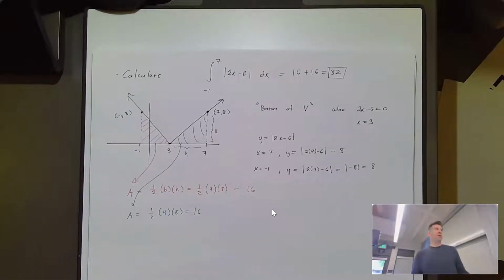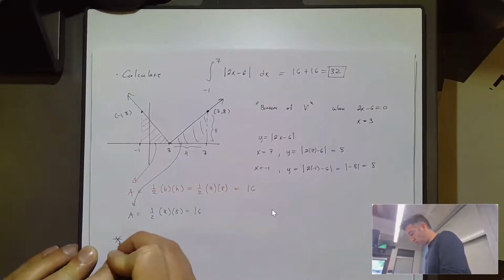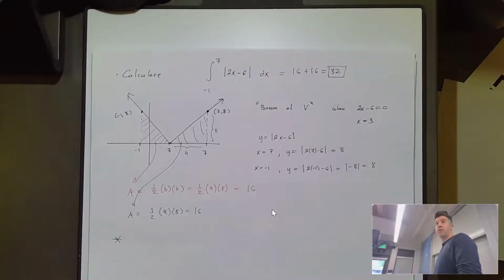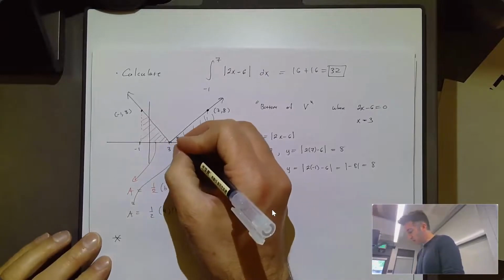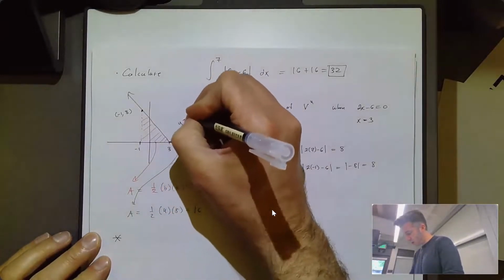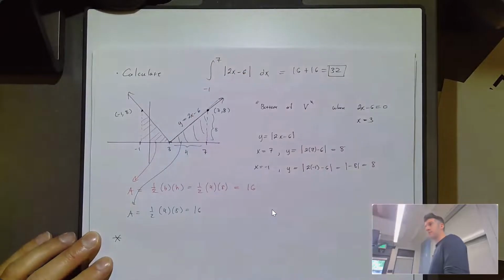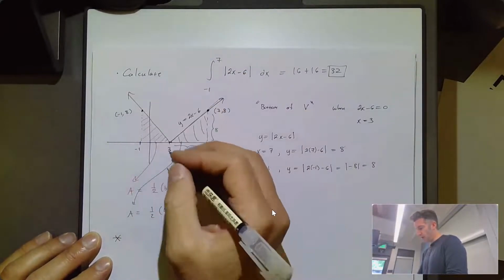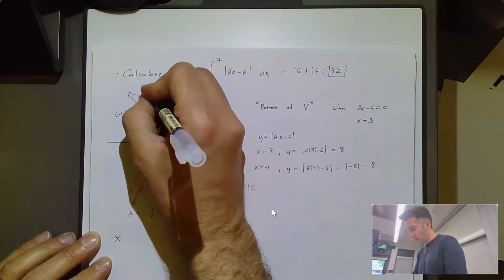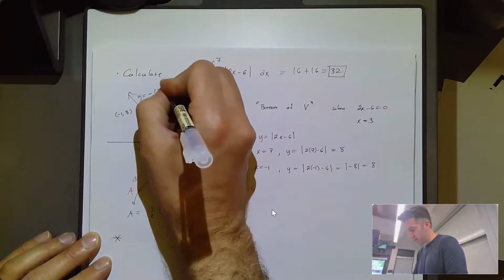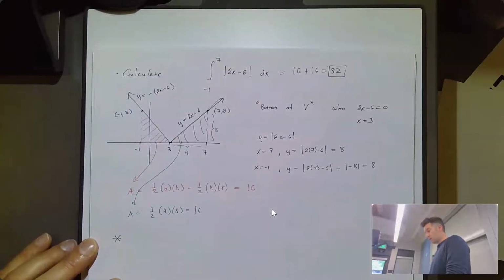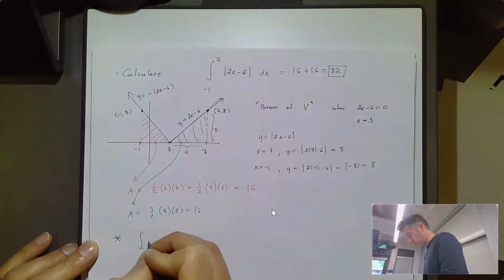I should point out, because it might come up later on, you could also calculate this by breaking it up. You could say, well, this line right here really is the line y equals 2x minus 6. And this portion of the line right here really is y equal to negative 2x minus 6.